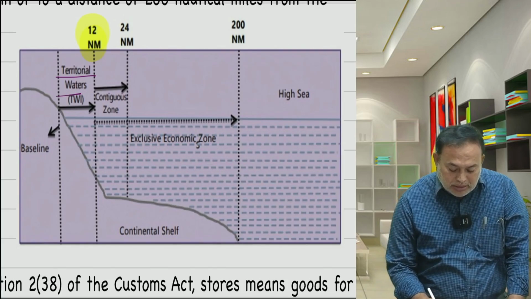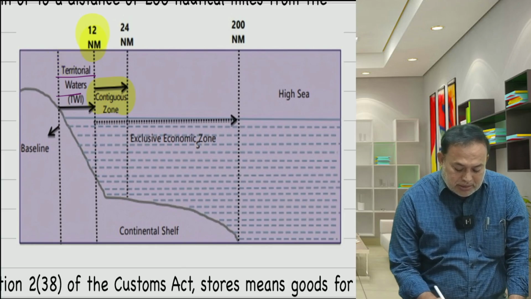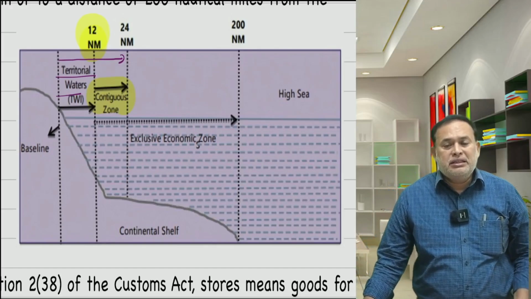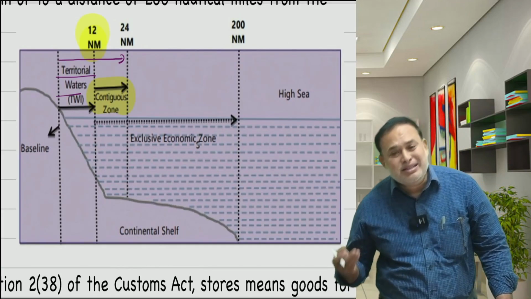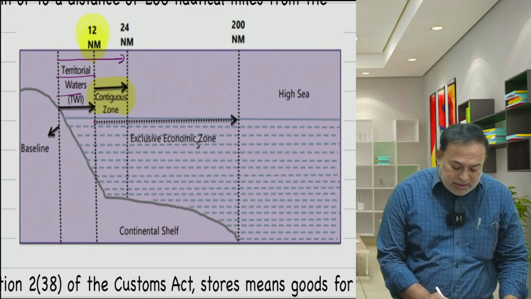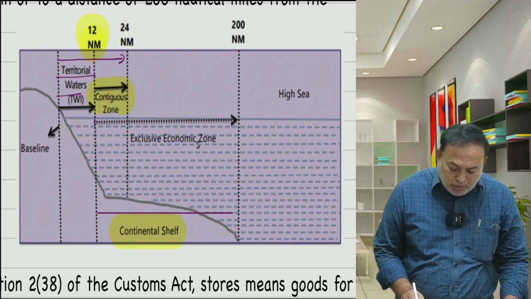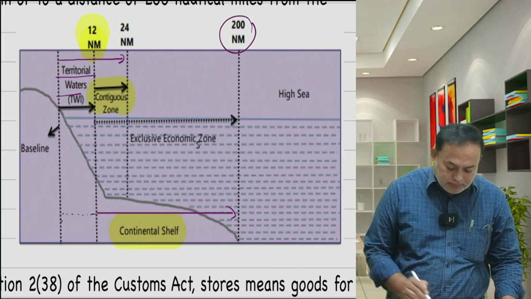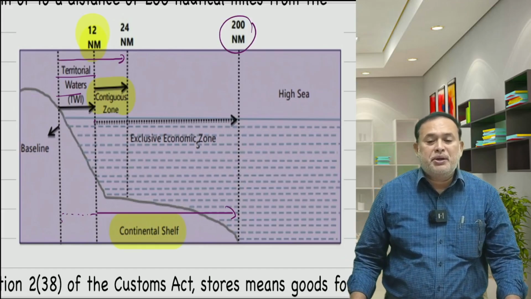Thereafter, a further 12 nautical miles is the contiguous zone. Strictly speaking, from the baseline it is 24 nautical miles. First 12 nautical miles, territorial waters, India. Thereafter 12 nautical miles, contiguous zone. From the 12th nautical mile to 200 nautical miles from the baseline is called the continental shelf. The 200 nautical miles is from the baseline. Beyond 12 nautical miles, but within 200 nautical miles from the baseline, is called continental shelf.